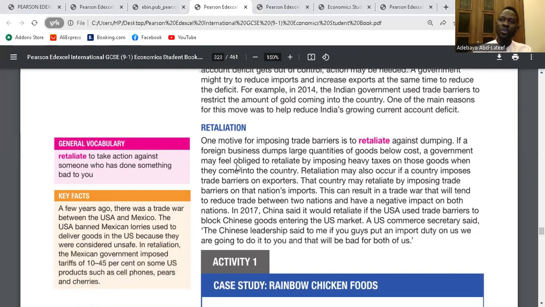Retaliation. The government of country A might come up with trade restriction because the government of country B, country C, has done it to country A. So they are doing it in retaliation. Clear.